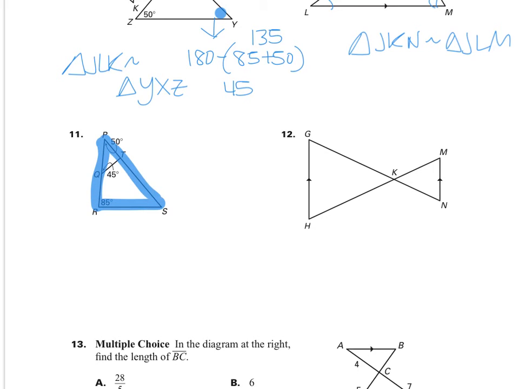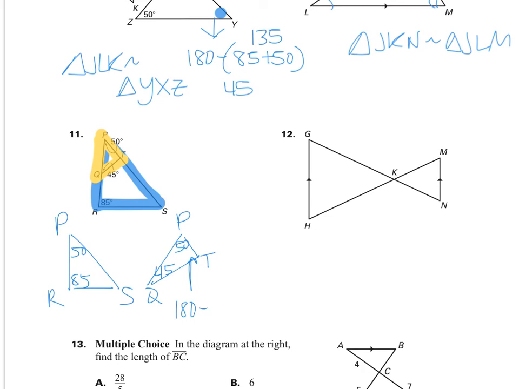You have two triangles here. You have PRS and you have PQT. So it might be beneficial to redraw those. PRS, 85 and 50, and PQT, where P is 50, Q is 45. So I will find T, so that equals 85, which corresponds to R. They're congruent, so I do have angle similarity. So I have PRS similar to PTQ.